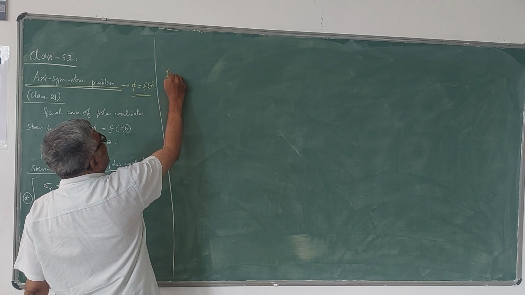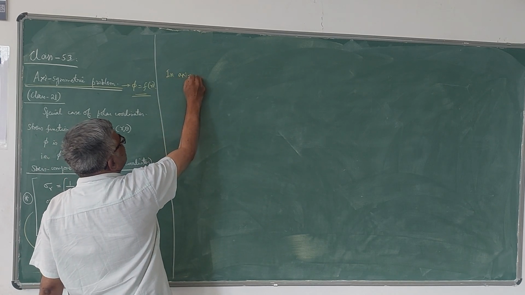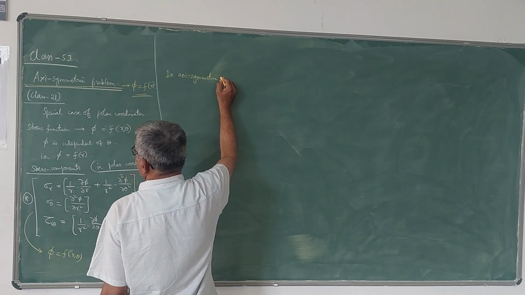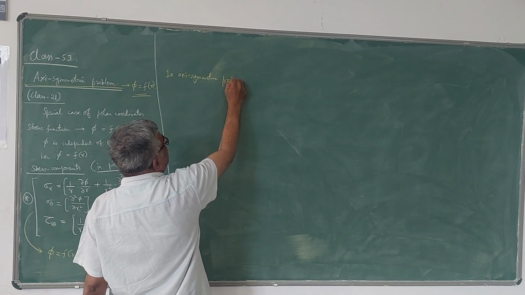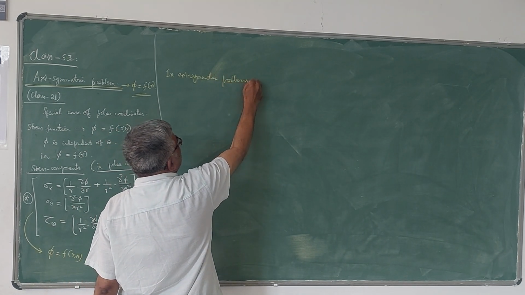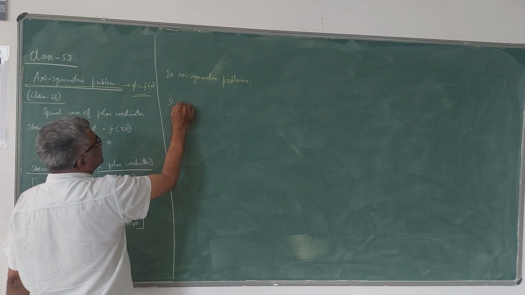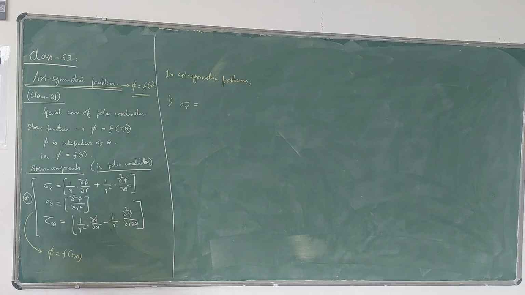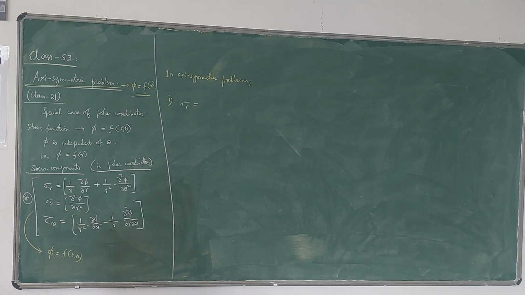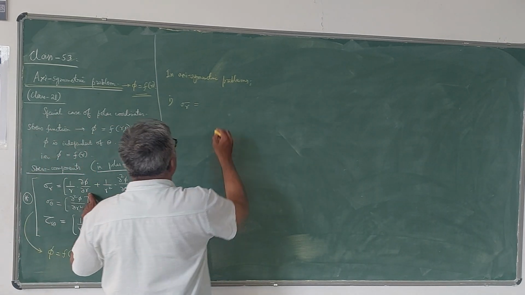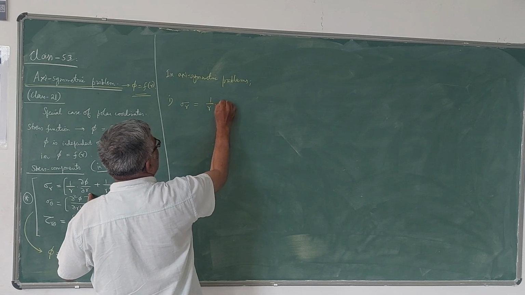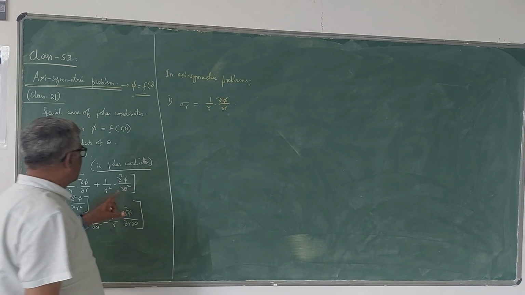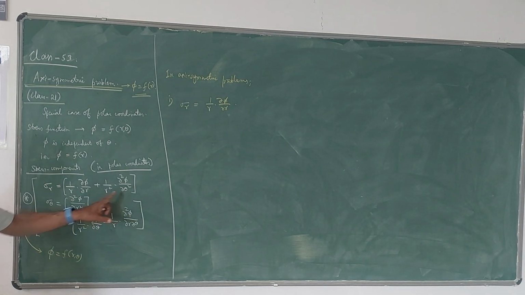So in axi-symmetric problems, the stress components will now be reduced. First one, sigma r. So the theta term will not be there. Theta will vanish. So what is sigma r then? 1 by r into dou phi by dou r. That's all. This term will not be there.